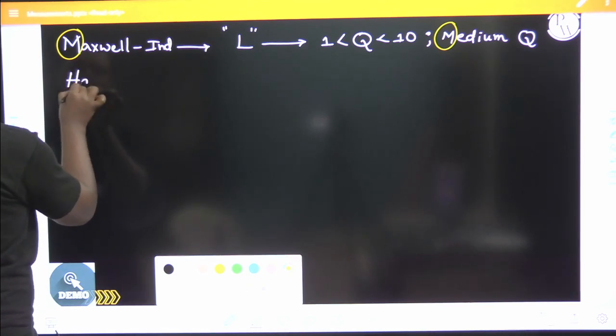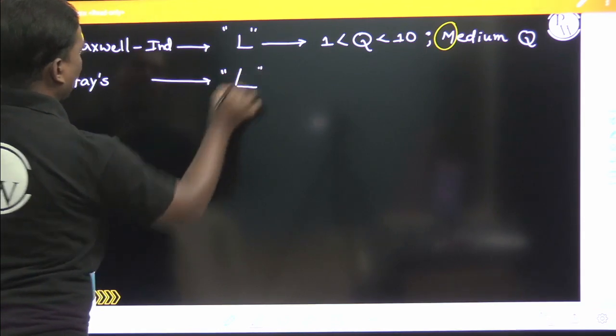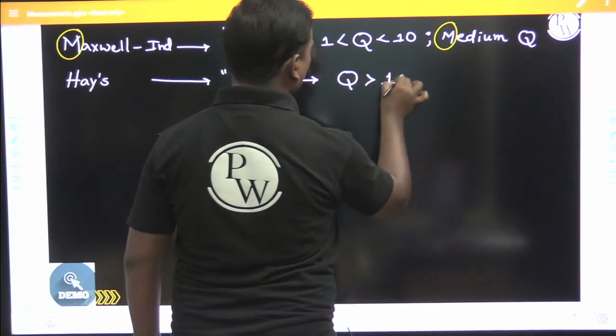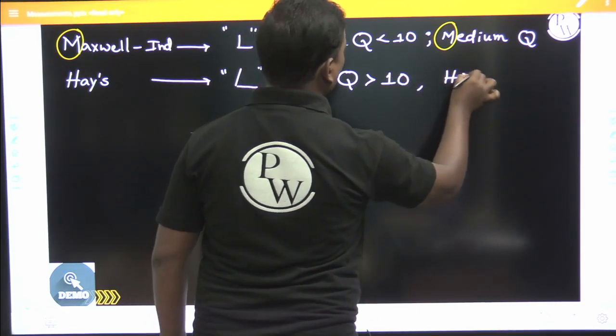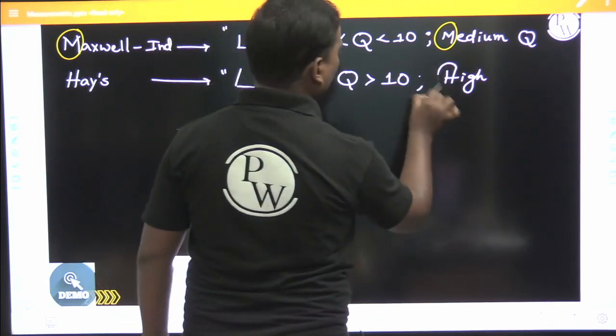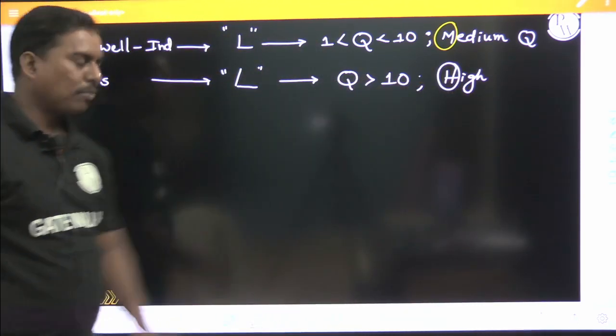Hay Bridge. If you see the Hay Bridge, this is for self inductance and the Q factor must be greater than 10. So, it is suitable for high Q factor. You can remember Q value greater than 10, higher value.